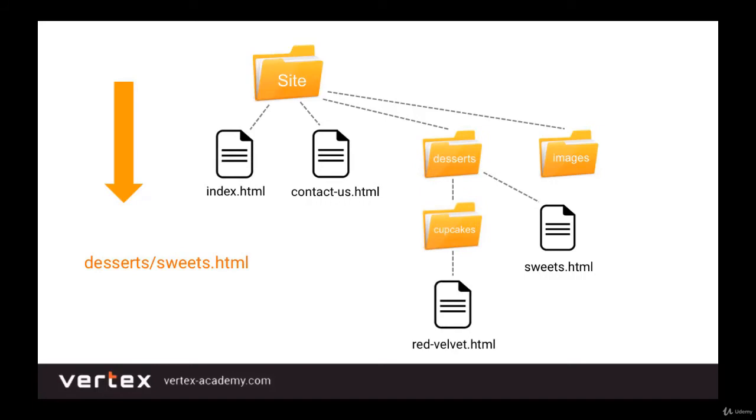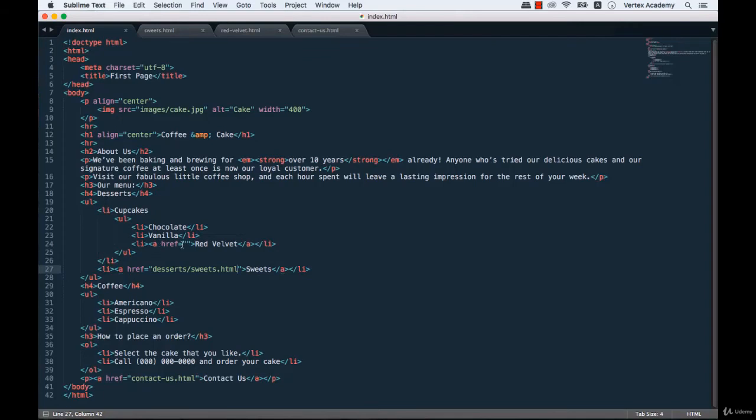So what's that going to look like? To find the desserts folder, write desserts. To enter it, we write slash, and then we write cupcakes to find the cupcakes folder. Another slash to enter it, and then finally the name of the file that we need, which is redvelvet.html. So that's exactly what we're going to add for href, exactly the same thing. So we have desserts slash cupcakes slash and then redvelvet.html.